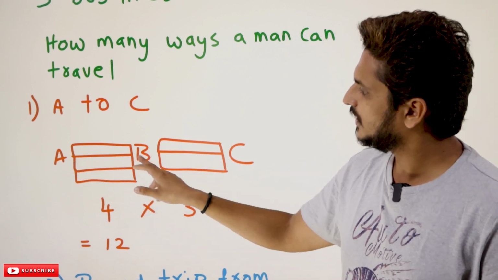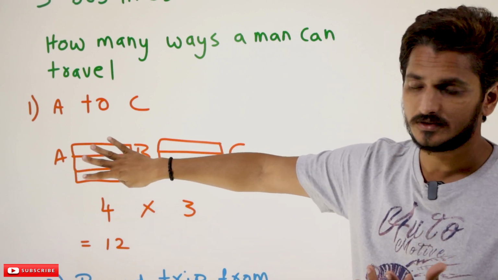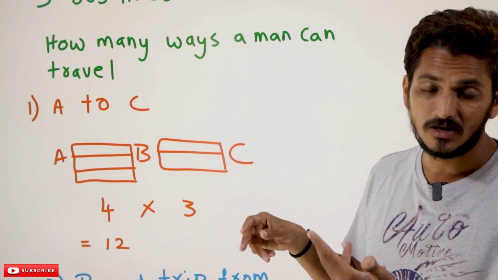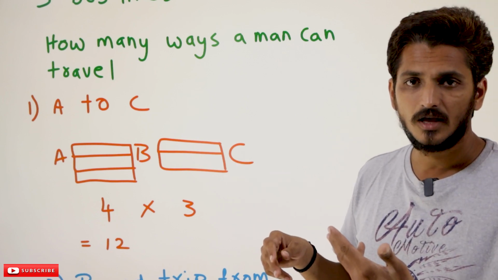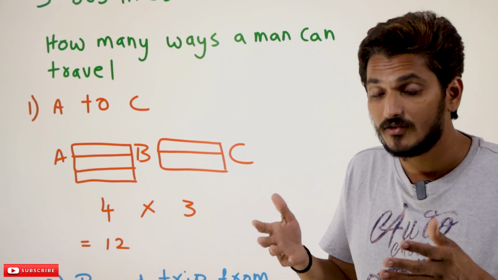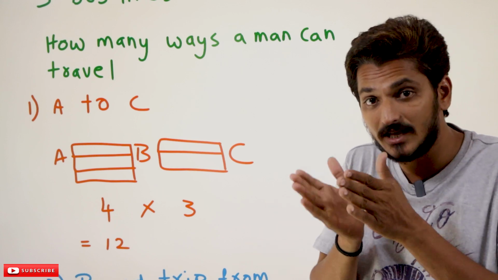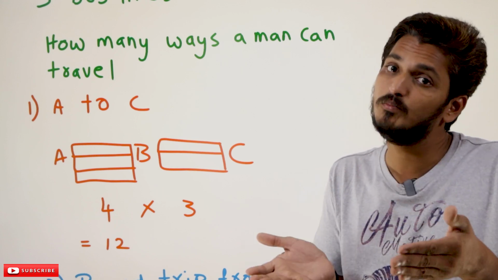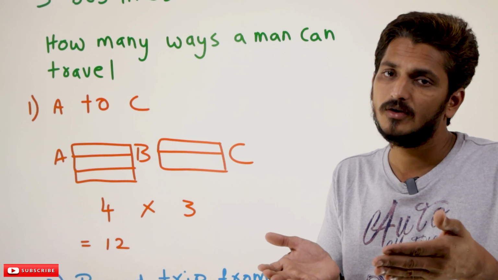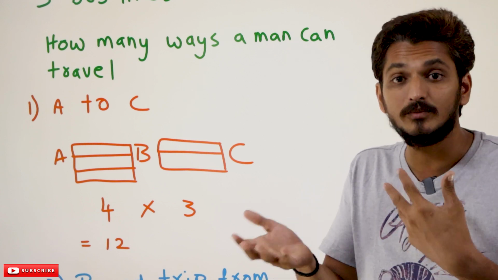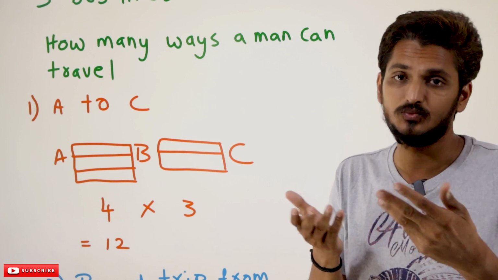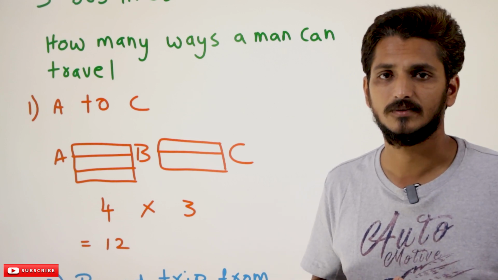So from A to B, you are having 4 possibilities. From B to C, you are having 3 possibilities. How many ways you can travel from A to C? Different arrangements, bus arrangements you can make from A to C. That is what permutations means. Making arrangements is what we call it as permutations.